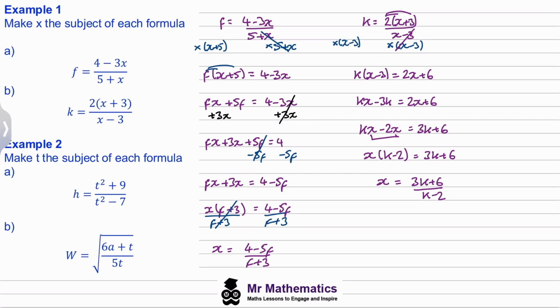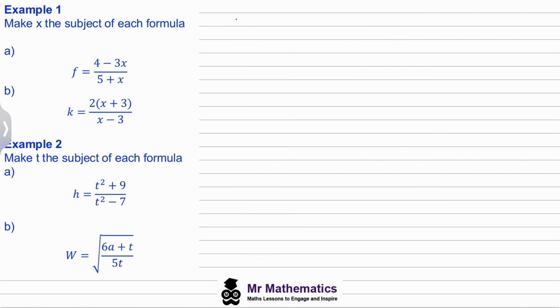Okay, for example 2, we've got h is equal to t squared plus 9 over t squared minus 7. And we want to make the t the subject. So the first thing we'll do is we'll move t squared minus 7 to the left-hand side by multiplying it by both sides. So we've got h lots of t squared minus 7 will equal t squared plus 9. And then we'll expand out these brackets. So ht squared minus 7h will equal t squared plus 9.